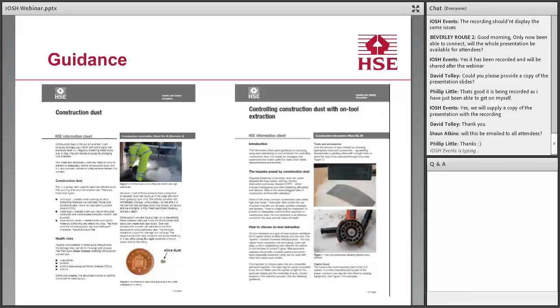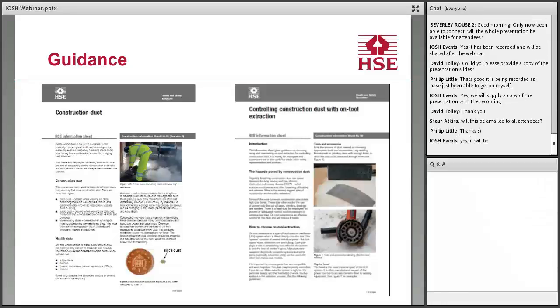On the left is what's called CIS 36, Construction Information Sheet 36. The key point of that is on the back, where it's got a table that sets out a load of common tasks and what we consider the right control levels are for those tasks. The document on the right is CIS 69, and that really details on-tool extraction.